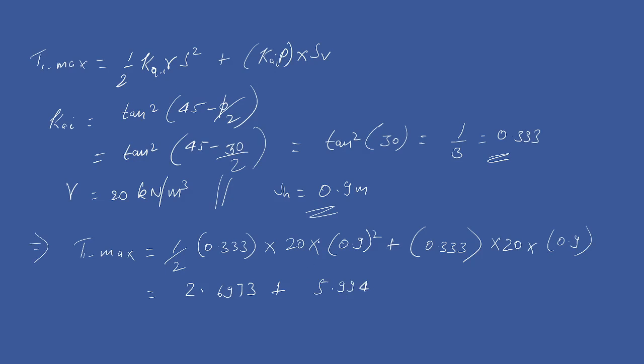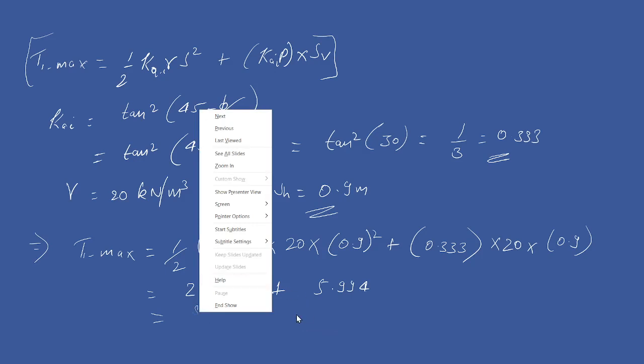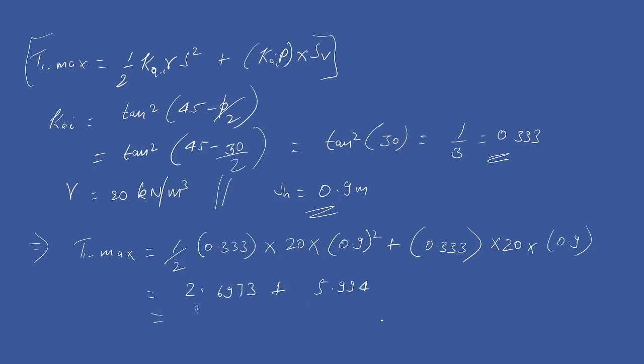So you guys are getting how we got this formula, right? So how much is this? Let me calculate this first. 2.6973, it's around 8.6913. So yeah, it's typically 9 kilonewton per meter.